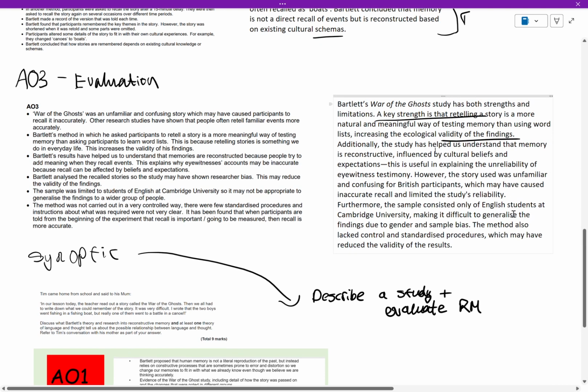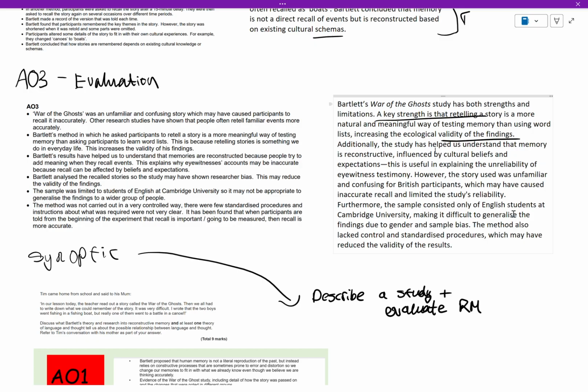Another disadvantage is that it only consisted of English students at Cambridge University, making it difficult to generalize the findings due to gender and sample bias. So on this one, English students at Cambridge University creates gender bias, so it's androcentric, which you may say, I don't know if that's GCSE, but it's androcentric, it's only using male participants. And evidently, male participants act differently towards females, but you do not know if that will affect recall, and the only way to test that is using female participants.